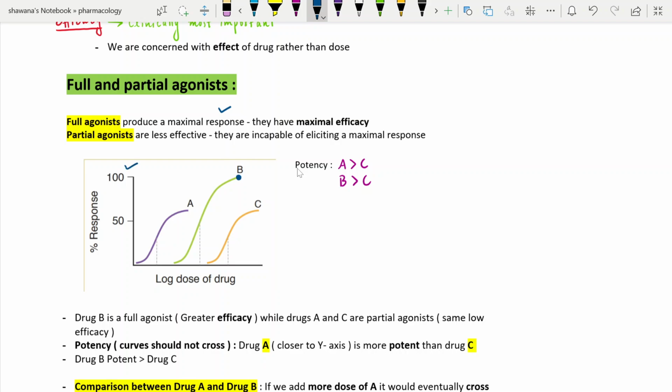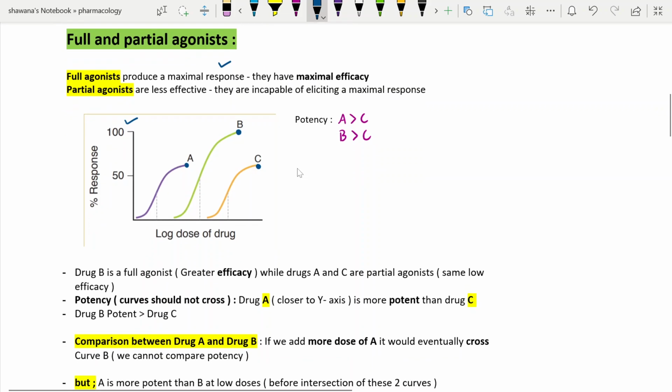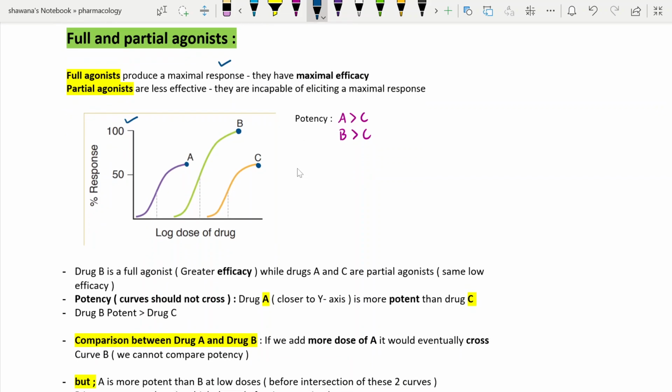Partial agonists are those drugs that are incapable of eliciting a maximal response. In this particular diagram, A and C are partial agonists. They are not eliciting a maximal response on the dose response curve. They have maybe 50 or 60% response. So, discussing this graph, drug B is a full agonist. It has the greater efficacy as compared to drugs A and C that are partial agonists.